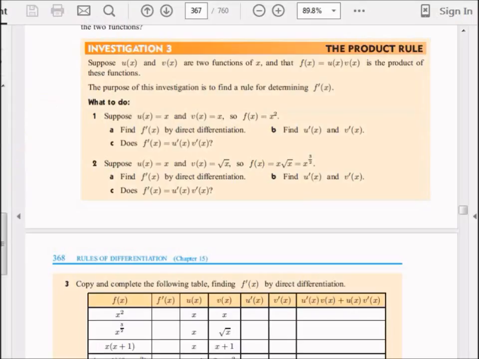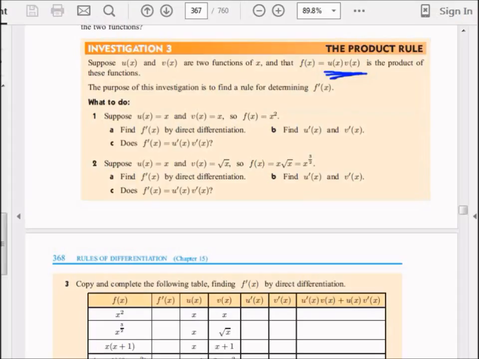Okay, we're going to start with this investigation. Suppose we have u of x and v of x, and they are two functions of x, such that f of x equals u of x multiplied by v of x. In other words, these two functions are multiplied together right here. The purpose of this investigation is to find a rule for determining the derivative of something that looks like this.